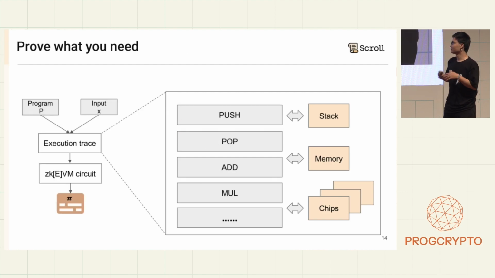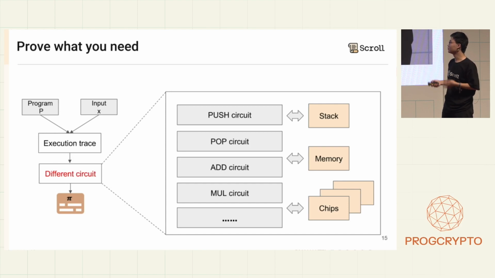And now, the intuition is that we want to reduce the overhead of this zk virtual machine. One idea is that instead of proving a generic logic for each slot as a trace, you prove what you need. So for example, this is your execution trace. You have push, pop, add, and more.